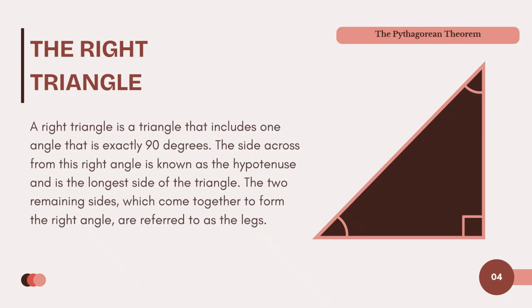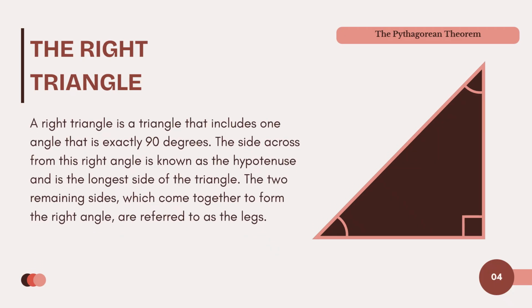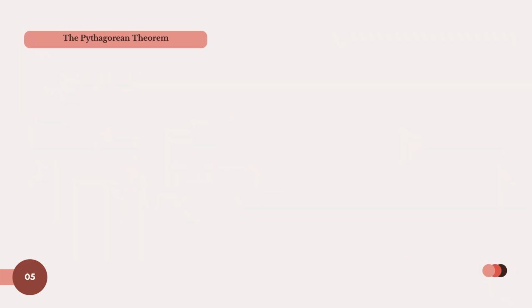Before we learn the Pythagorean theorem, it's important to understand the right triangle. A right triangle is a triangle that includes one angle that is exactly 90 degrees. The side across from this right angle is known as the hypotenuse, and it is the longest side of the triangle. The two remaining sides, which come together to form the right angle, are referred to as the legs. Right triangles are the foundation of the Pythagorean theorem, and understanding their parts will help us solve problems more easily and with confidence.